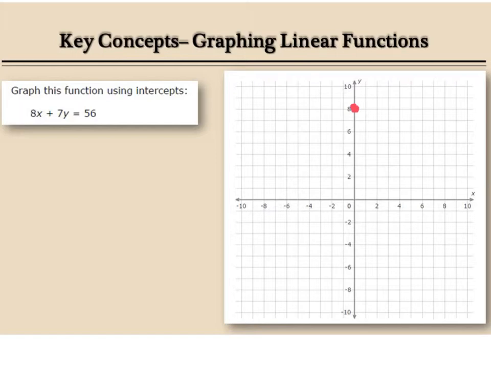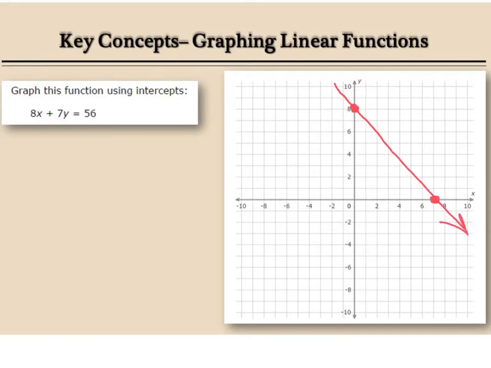When y is 0, I have 8x. And when I divide 56 by 8, I get positive 7. So when y is 0, x is 7. So I'm going to put my other point right there when x is 0. So those are the intercepts. And so now I'm going to connect those.